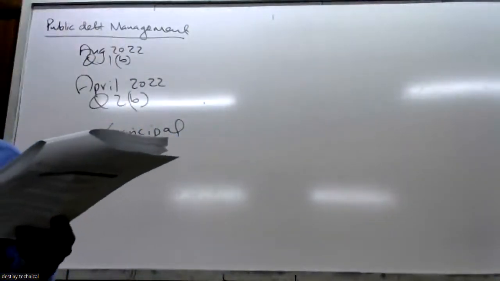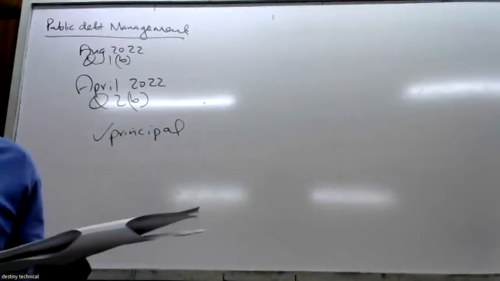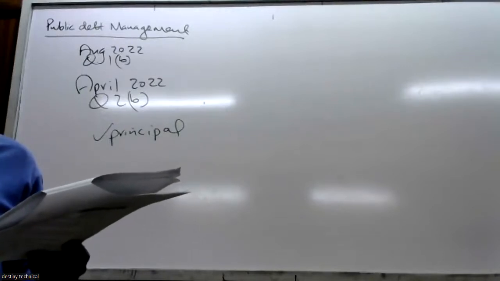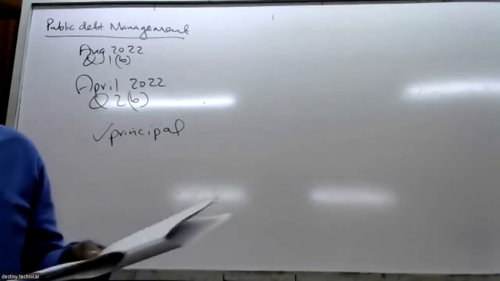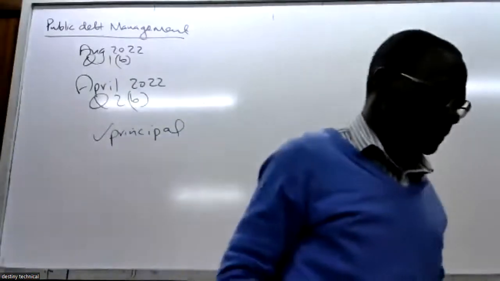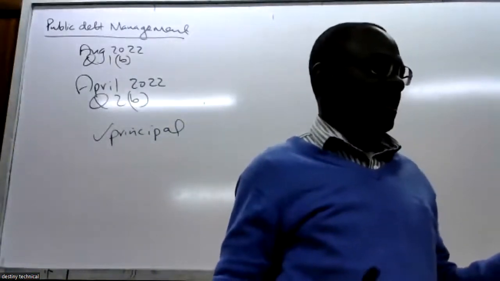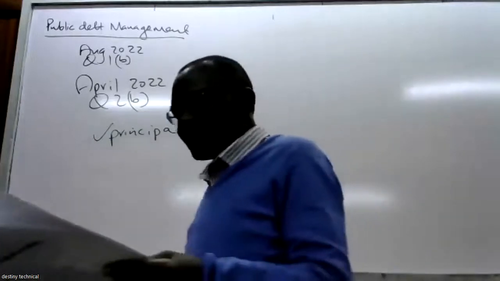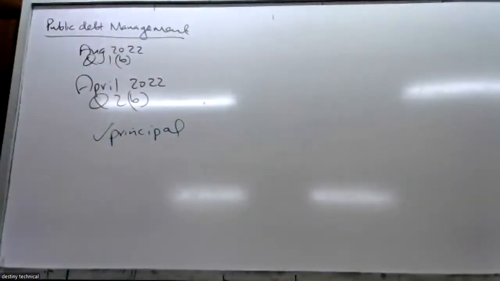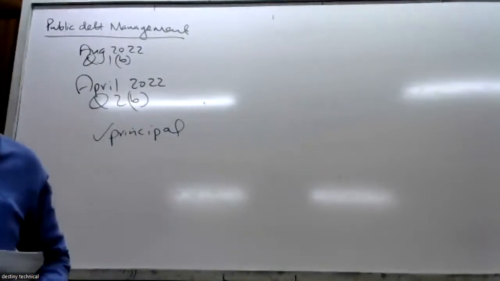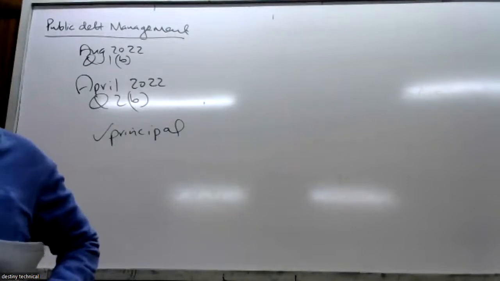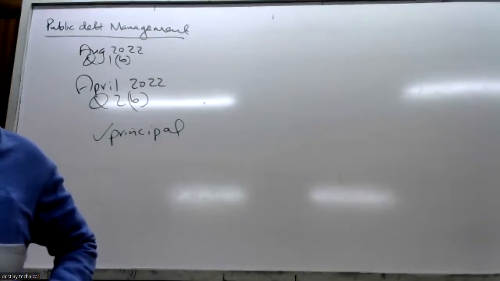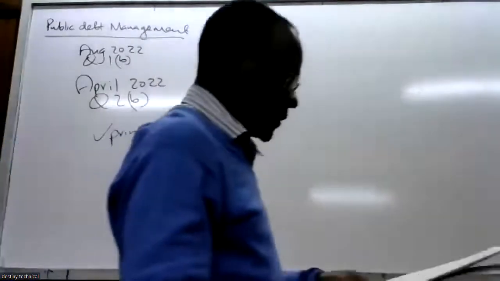8, to effectively manage borrowing by the national government and county governments and their entities, and ensure that the cost of borrowing is minimized.